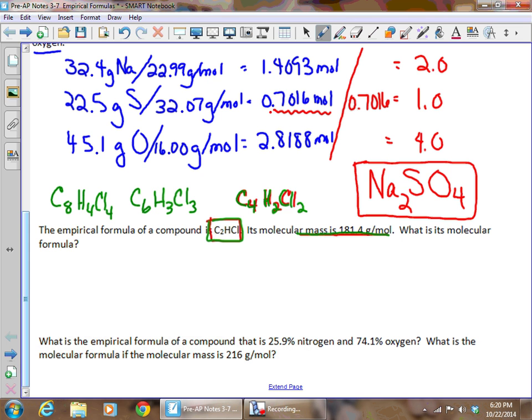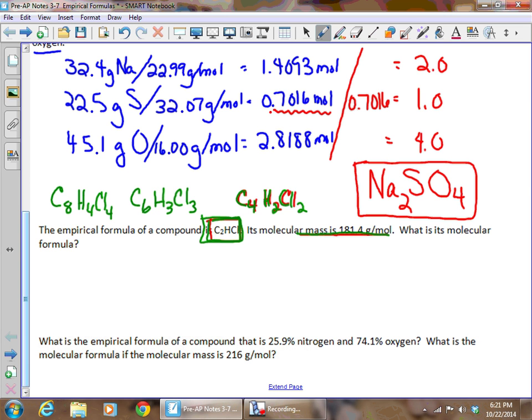So what we want to know from this molecular mass is how much bigger is the real compound than this one? Now, it might be the same. We might find out that the mass of the molecular compound, the molecule, is the same as our empirical formula, and then we would know that the two were the same. But what if it's not? So how do we do this?